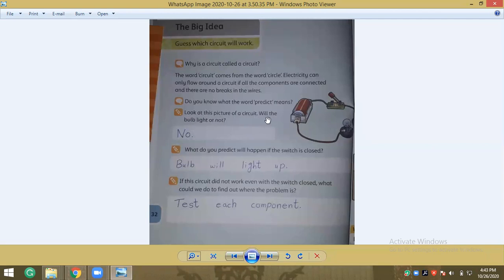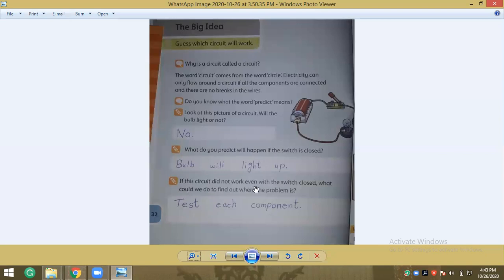Look at the picture of the circuit. Will the bulb light or not? No, because there is an open switch. This is an open switch, right? So current cannot flow. What do you predict will happen if this switch is closed? Closed means if it is closed, the bulb will light up. You will get the light from the bulb if we switch it on.